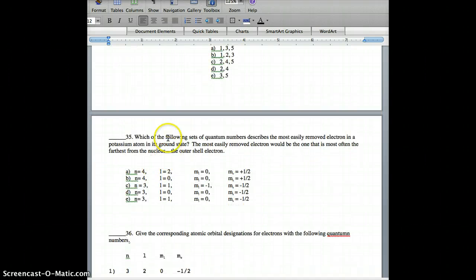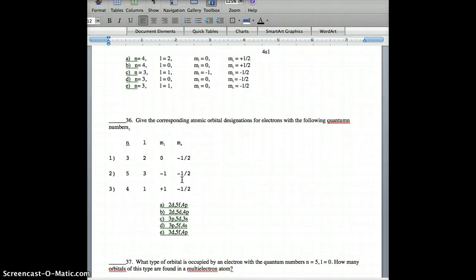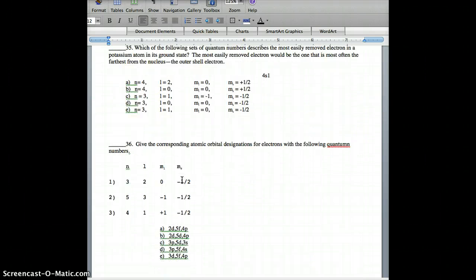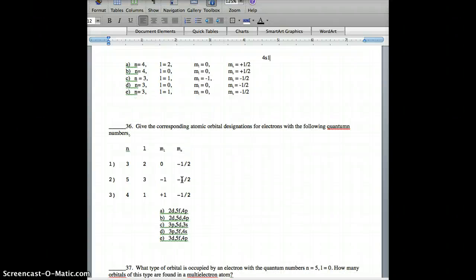35, the most easily removed electron from potassium in its outer state. If you look at the periodic table by now, you should be able to know that potassium's last electron is 4s1, based on its position in the table. So 4s only shows up here. So the answer would have to be B. The last electron, once again, is the easiest removed. The last outer shell electron is the easiest removed.